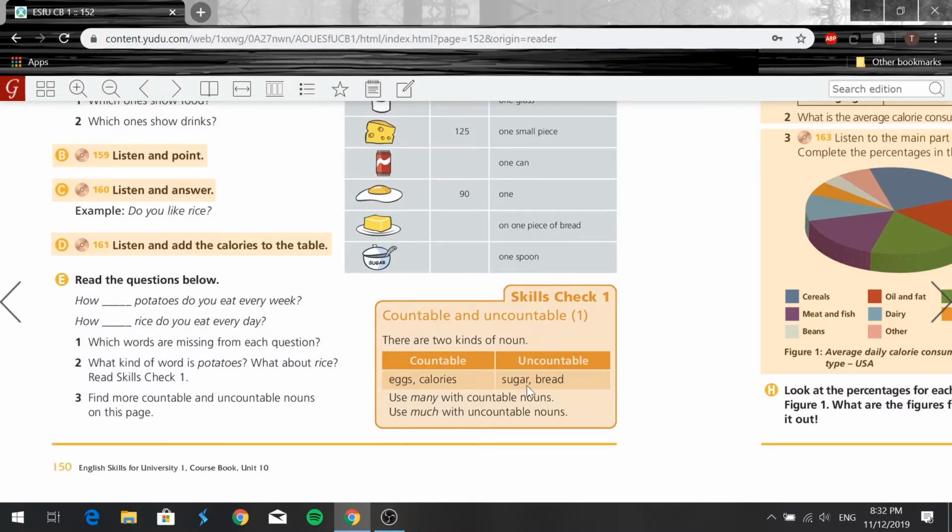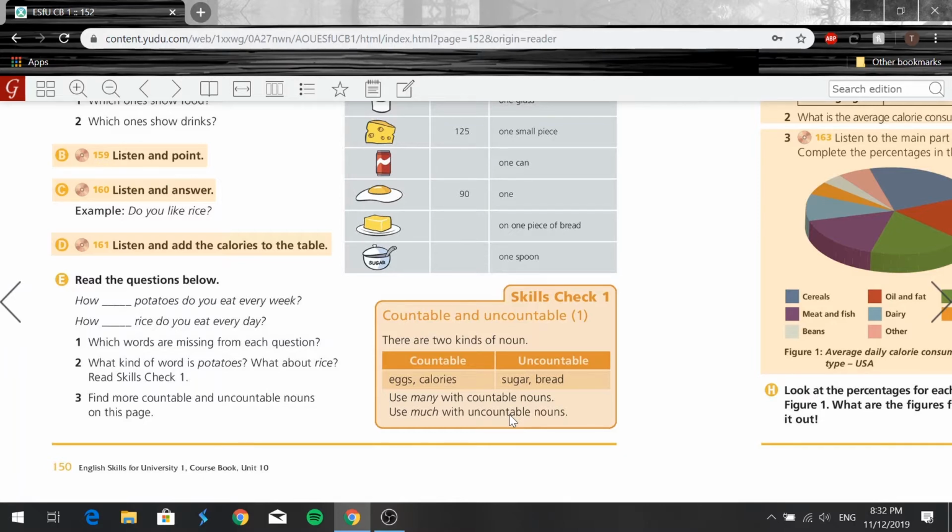So for things that are countable, things that you can count, use the word many. Many eggs, many calories, many cucumbers, for example, okay? But for uncountable nouns, you use the word much, okay? So here, in this case, let me give you an example.